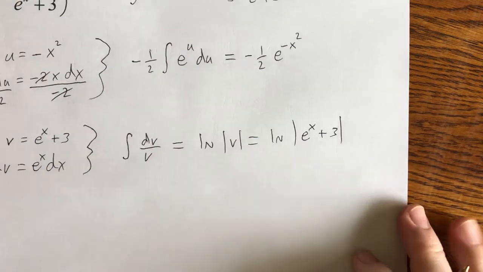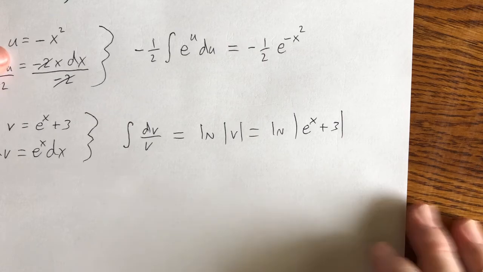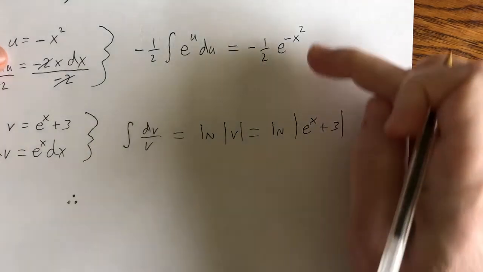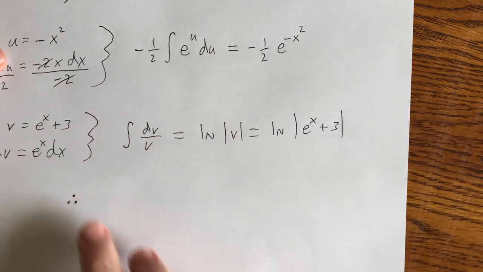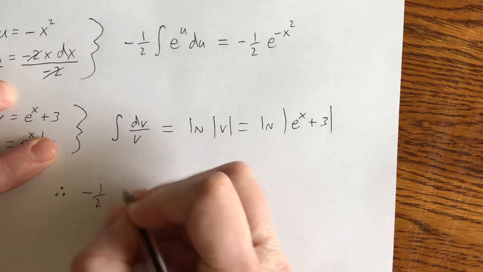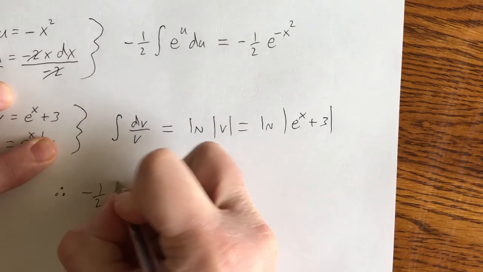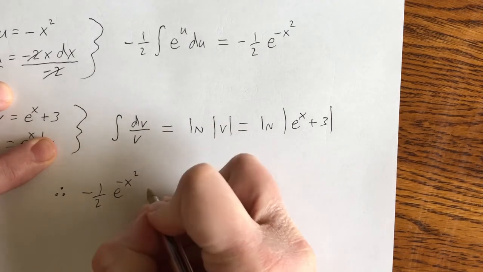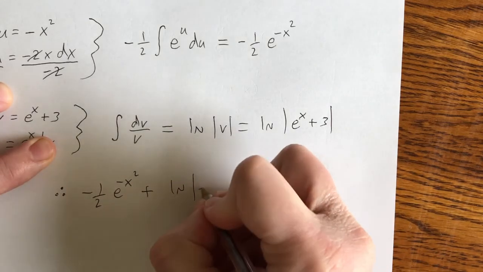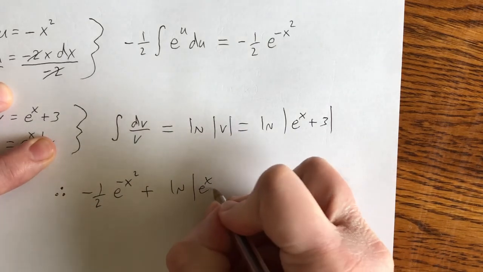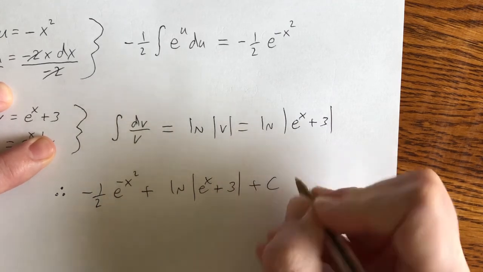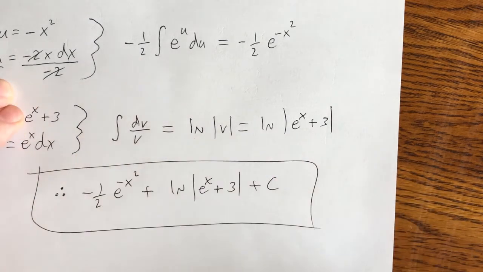All right. Woo! Finally, putting this all together. Because remember, it's going to be equal to this plus this. So therefore, our final answer is negative 1/2 e to the negative x squared plus the natural logarithm of the absolute value of e to the x plus 3 plus c, because it's indefinite.